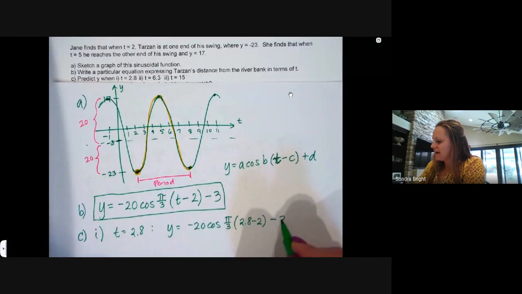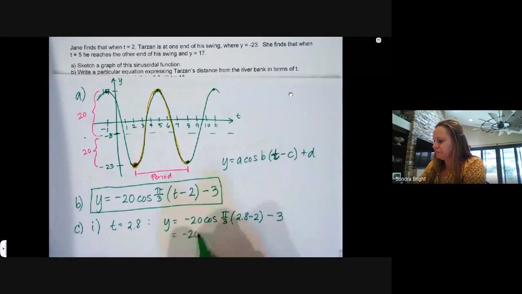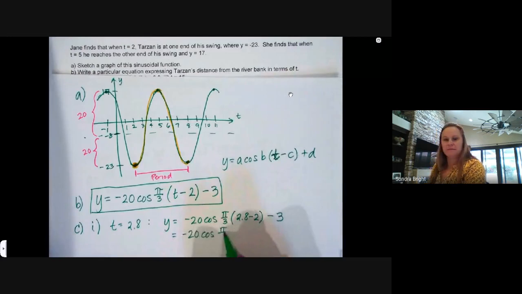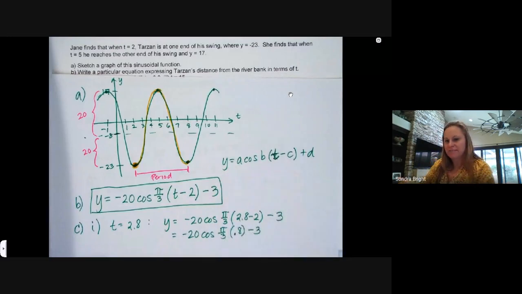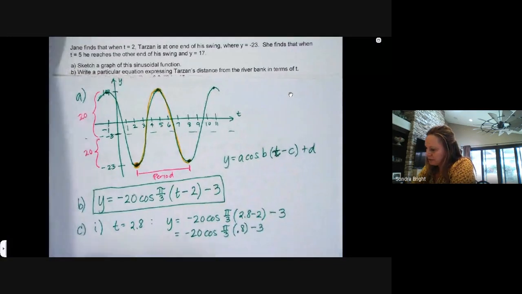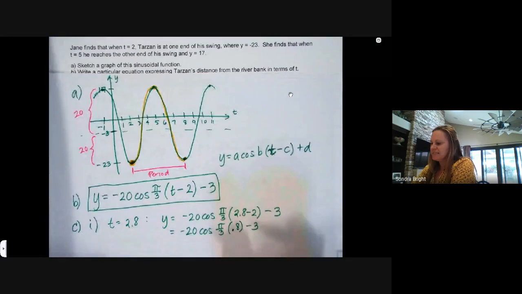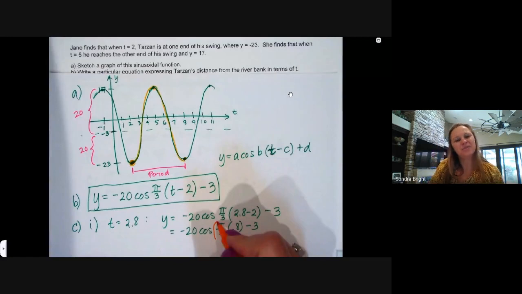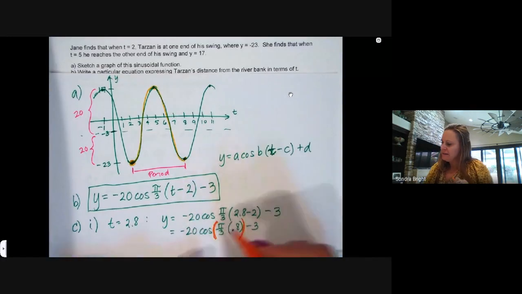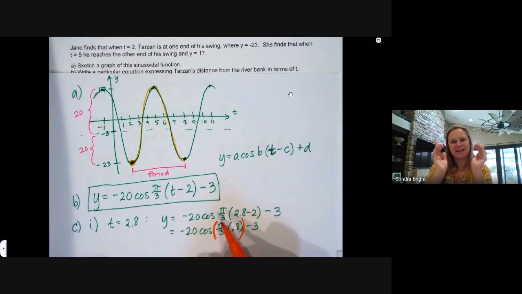Simplify that before I put it in my calculator. 2.8 minus 2 will give me a 0.8. Keep in mind, I know my writing looks like this, but when you put it in your calculator, cosine will start a parenthesis, and you really are taking cosine of that part. The B is always factored out the way we write it, but when you take the cosine, it really is B times everything that's in the parentheses.